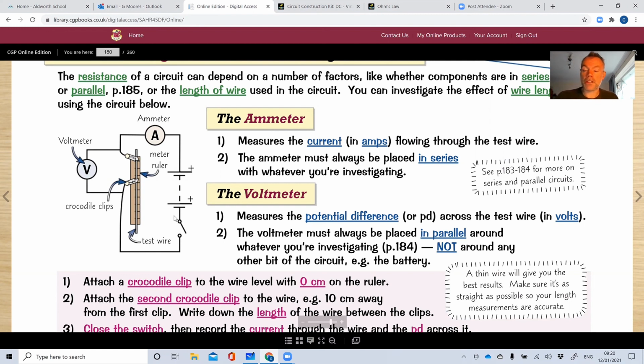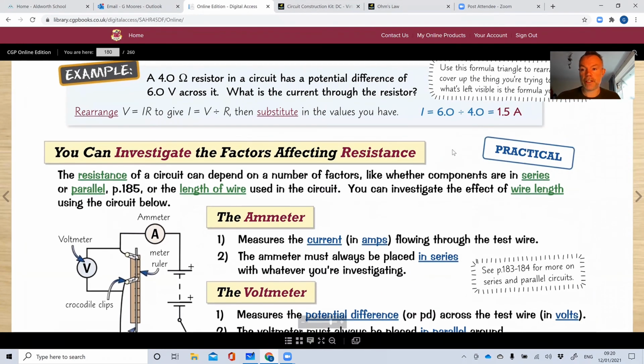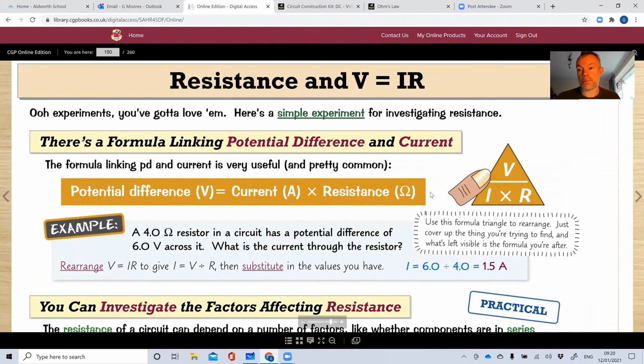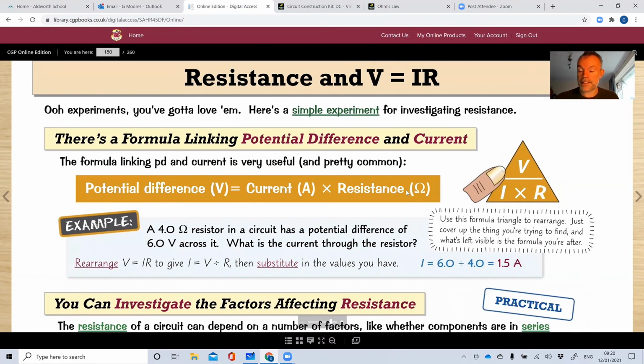Right, I'm going to put some questions so you can check that out. If you're doing trilogy, it's all on page 180 of your revision guide. If you're doing separates, it's the same, but it's probably not on page 180. Look it up, learn the equation, learn how to do the required practical, learn what your variables are. Good luck. Okay, thanks for listening.